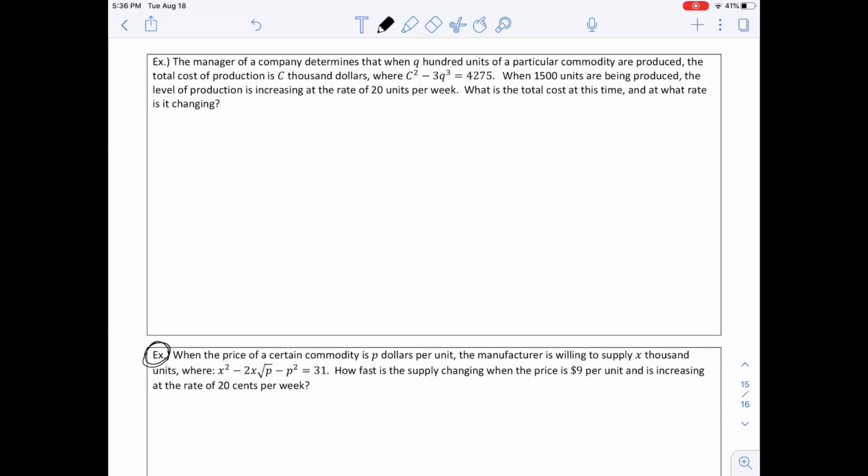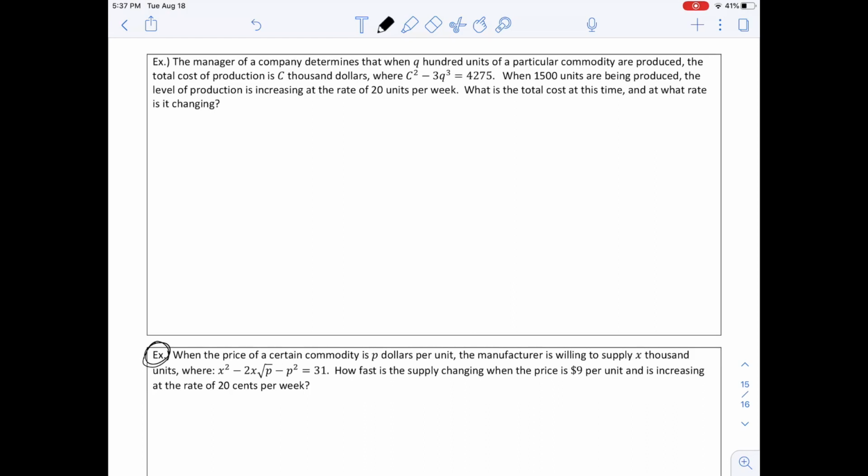So the first example that we have says the manager of a company determines that when Q hundred units of a particular commodity are produced, the total cost of production is C thousand dollars, where C squared minus 3Q cubed equals 4,275. When 1,500 units are being produced, the level of production is increasing at the rate of 20 units per week. What is the total cost at this time, and at what rate is it changing?